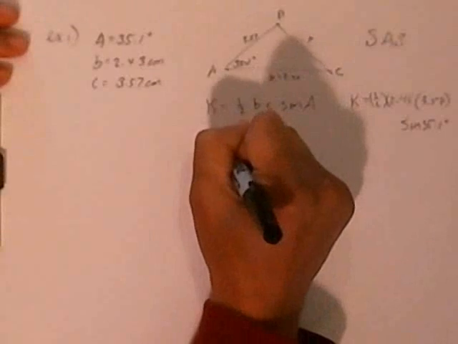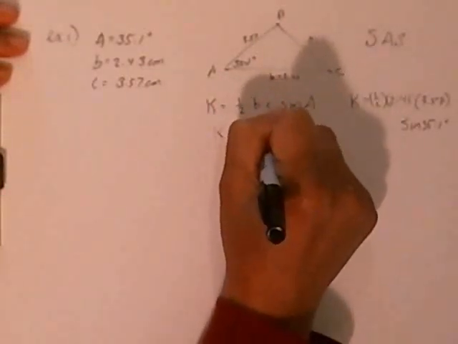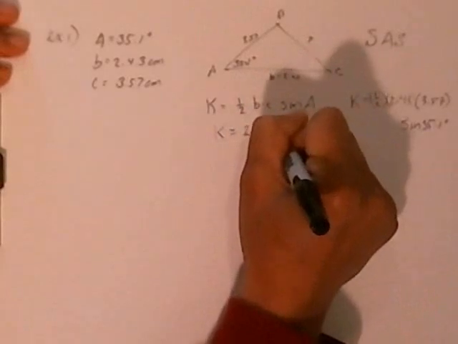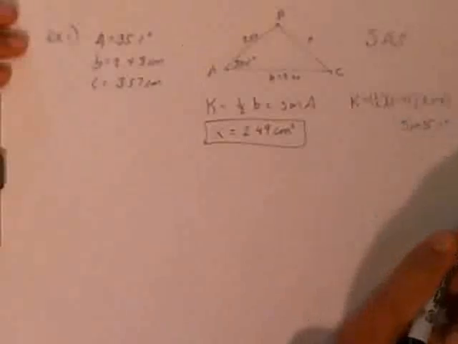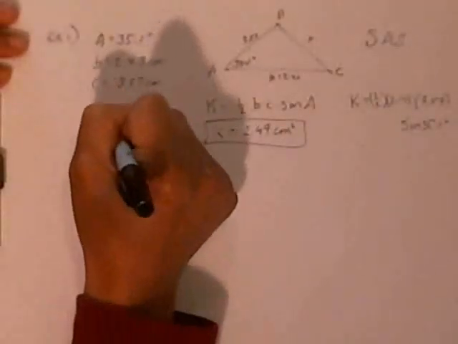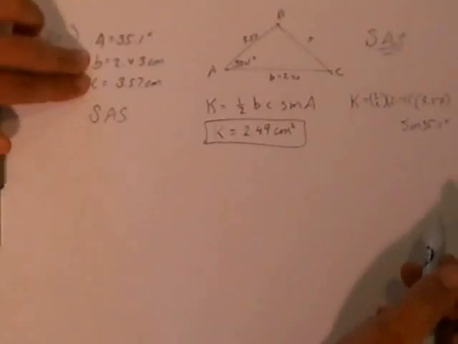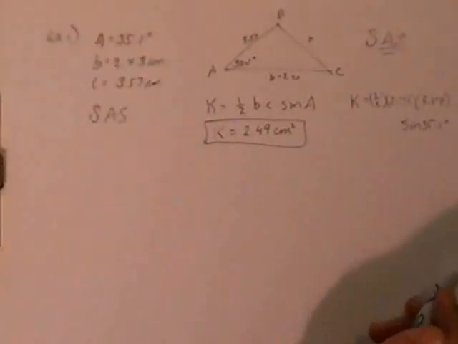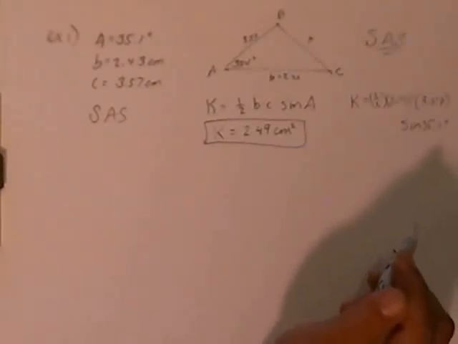So the area is equal to 2.49 centimeters squared. Every area is in square centimeters. So when you have the SAS situation, guys, again, the angle between the two sides, you're going to use a simple formula. Two angles and one side, you're going to actually use the law of sines and then substitute.